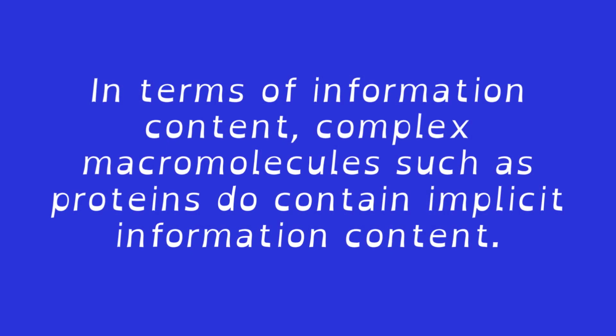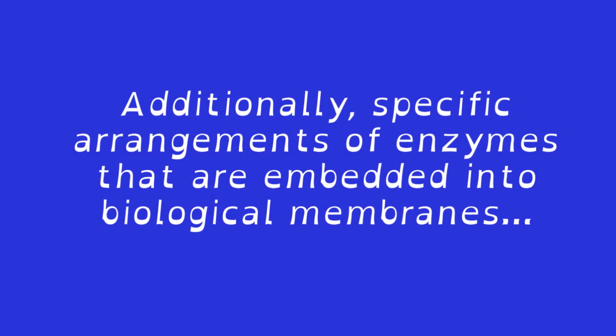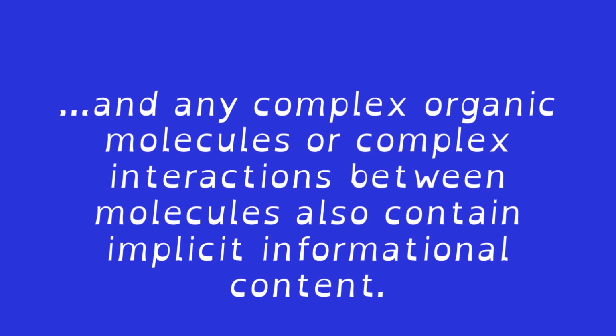In terms of information content, complex macromolecules such as proteins do contain implicit information content. Additionally, specific arrangements of enzymes that are embedded into biological membranes, and any complex organic molecules or complex interactions between molecules also contain implicit informational content.